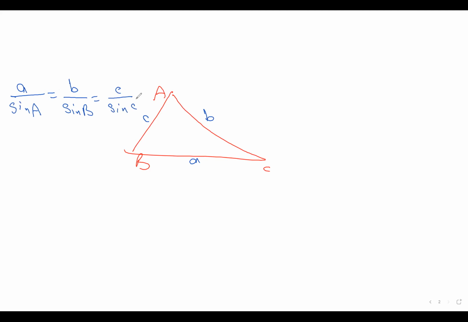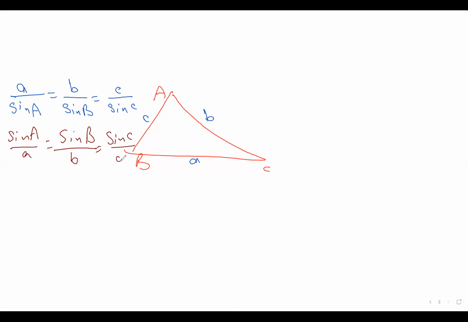Again, a over sine A equals b over sine B equals c over sine C. Or we can write it as sine A over a equals sine B over b equals sine C over c. You can use either this or that; the reciprocals of the ratios are also equal.